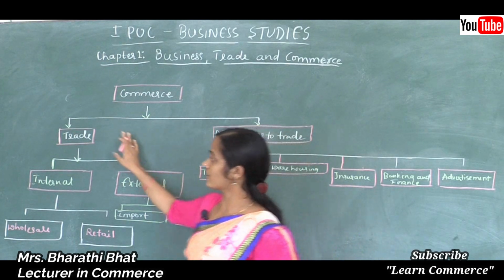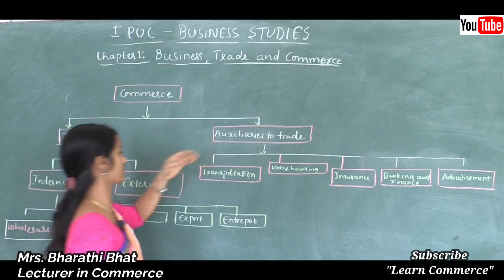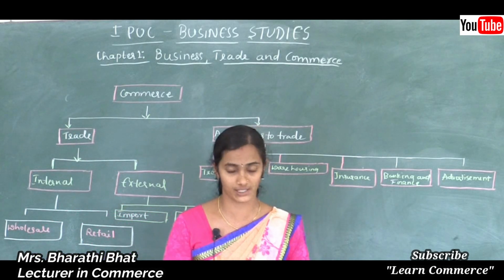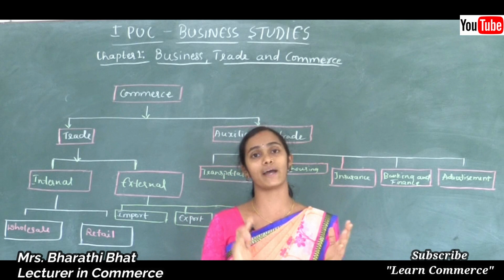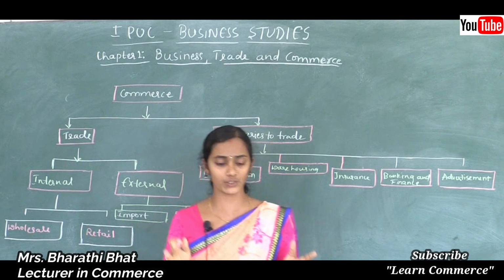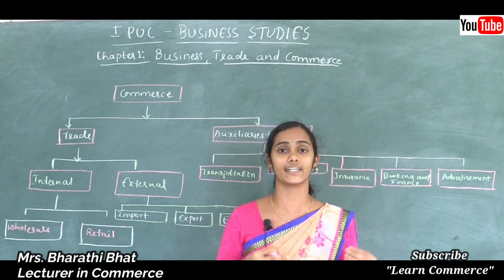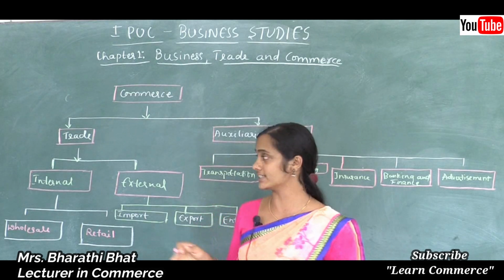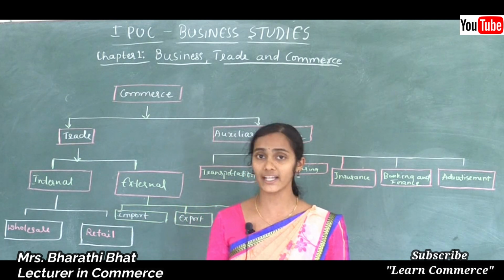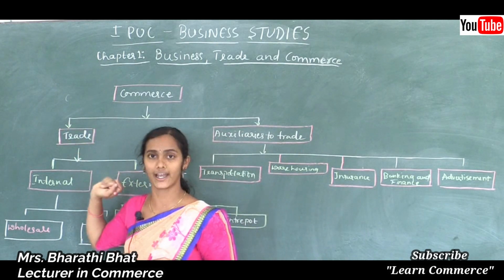See here, this commerce is classified into two categories, that is trade and auxiliaries to trade. Here we know that trade means exchange of goods. Buying and selling of goods and services is called trade. But there are a number of activities involved in facilitating the trading activities. A number of facilities are required here, for example transport, warehousing, communication, banking and finance.